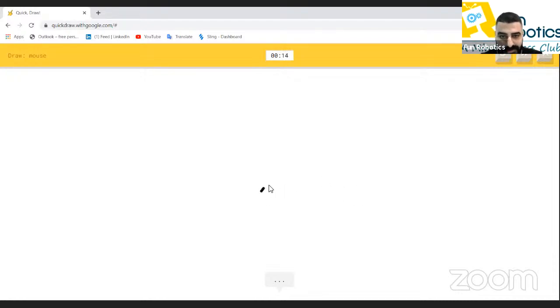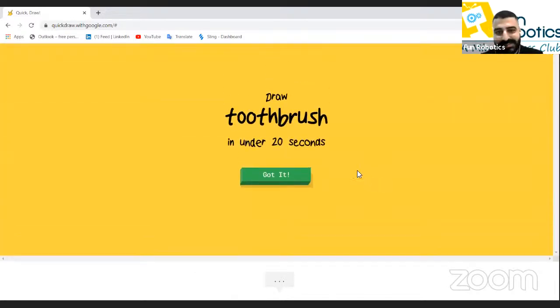Actually, that is very difficult to draw. I see bread, or mushroom, or table, or ant, or bed. Oh, okay. I know. It guessed it's mouse. All right, it's mouse.